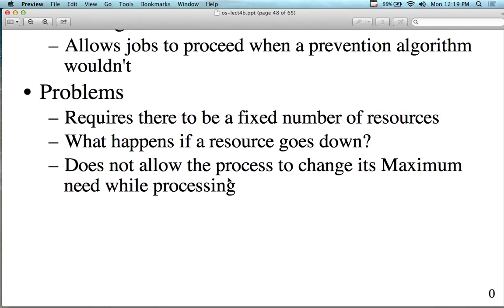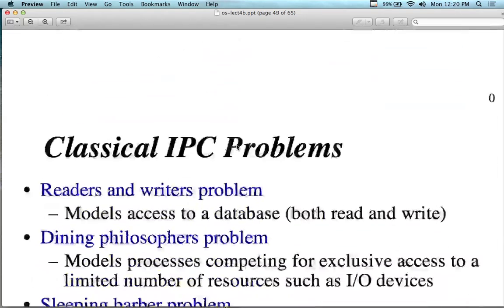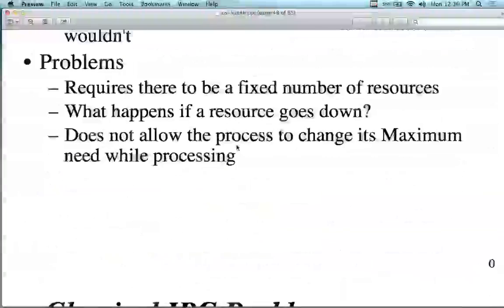It does not allow for the process to change its maximum need while processing either. So you realize, oh, my budget's good except I really need $100 more a month, but I can't do it unless I get a second job. This is the second job scenario. This is the job going away scenario. Which is kind of interesting. So, banker's algorithm, you won't forget it.